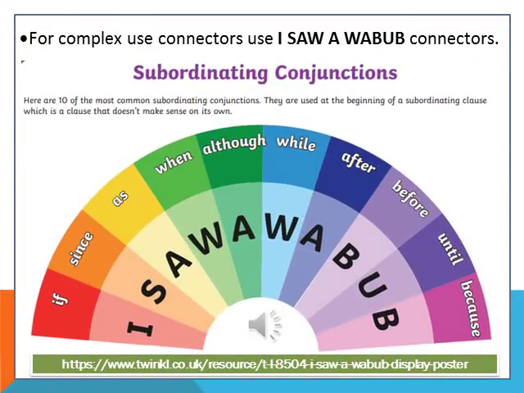For composing complex sentences, you can use another acronym, I saw our boob. These are actually subordinating conjunctions which can be used to join simple sentences together, resulting in complex sentences.